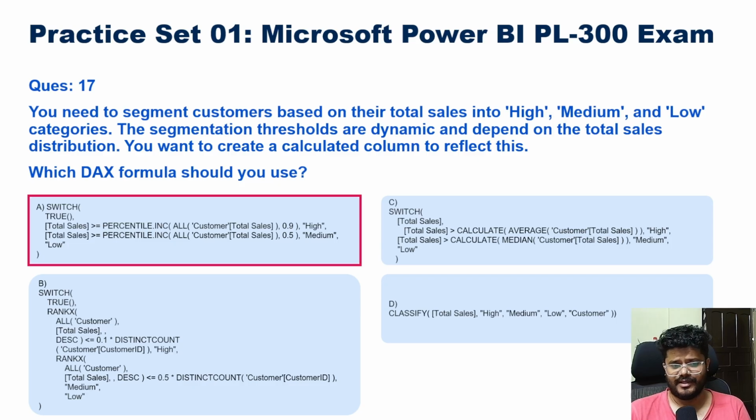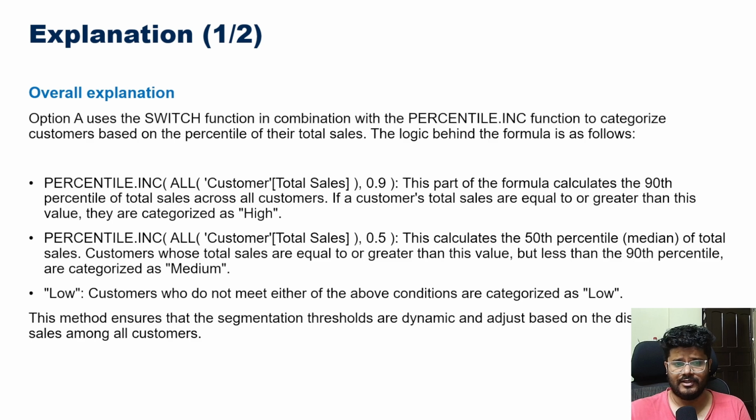It is option A, which uses the SWITCH function and the PERCENTILE.INC DAX formula in order to divide the sales into three different segments: high, medium, and low. I will also show it in Power BI Desktop, so don't you worry. Let's look at the overall explanation. This slide covers the PERCENTILE.INC formula, which calculates the 90th percentile for the first option. You can pause the video here and understand why option A is correct.